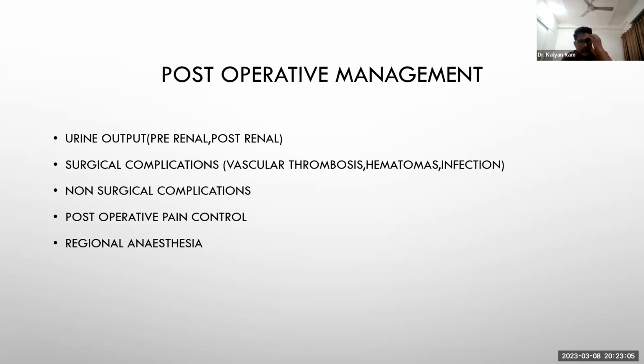Postoperative management. Common postoperative complications include decreased urine output. If it is a pre-renal cause, we should do volume resuscitation. Post-renal, generally, ureteric anastomosis is a common problem, and the patient should be taken in and the repair should be done. Surgical complications of vascular thrombosis, hematomas, and infections can occur. Non-surgical complications, both pulmonary and cardiac, can occur.